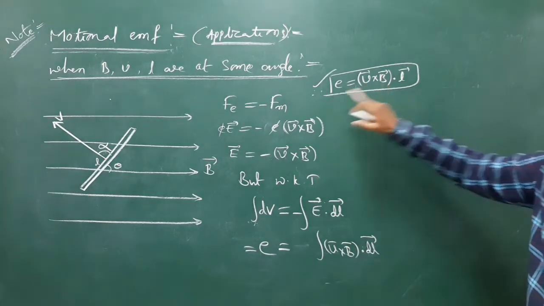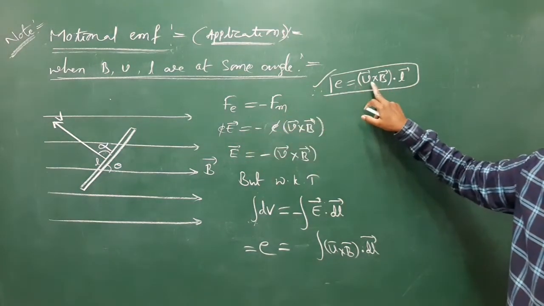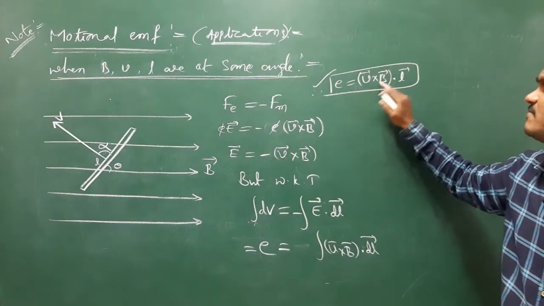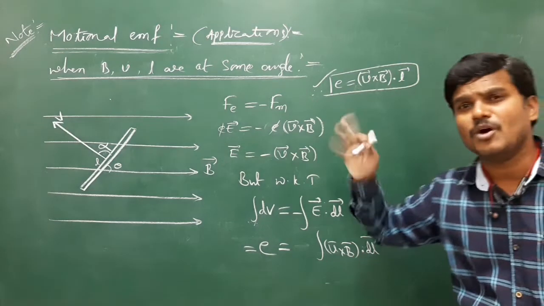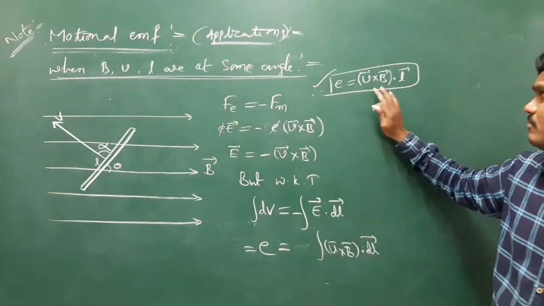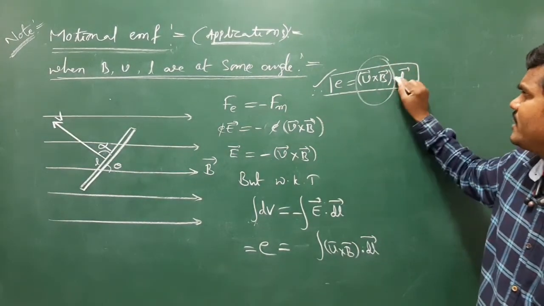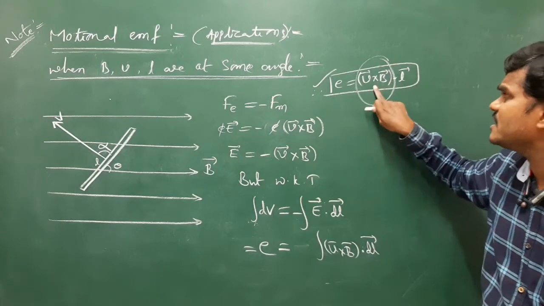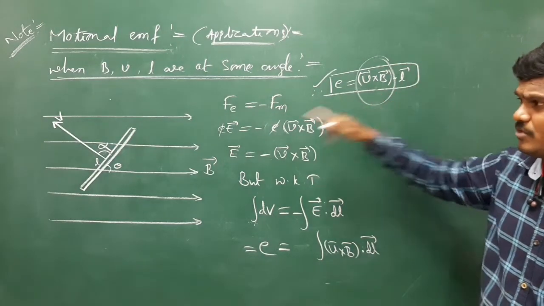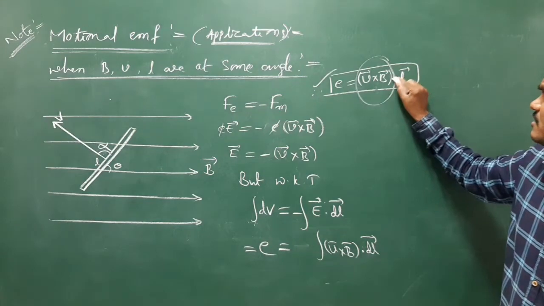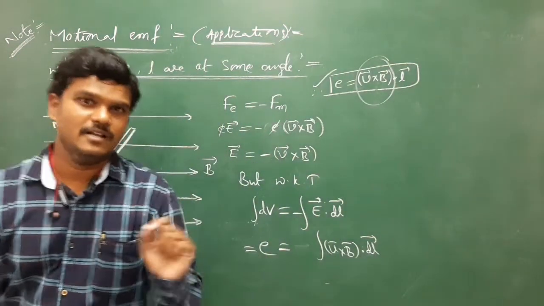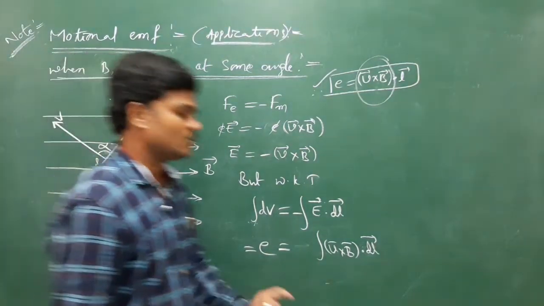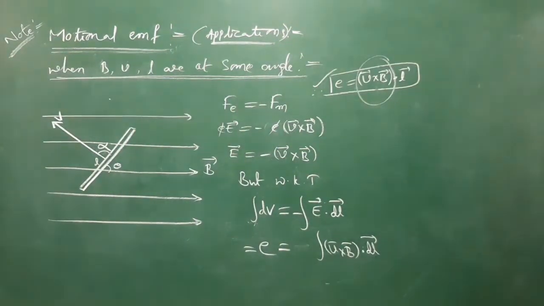The angle between V and B is clear, and we can also identify the direction of this one, because this is a vector. We can identify this direction by using the right hand palm rule. By using the right hand palm rule, we can identify in what direction this resultant will be acting. That I am going to show. So the final formula is V cross B dot L. This is the motional EMF in vector form.